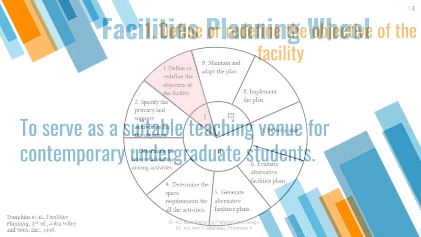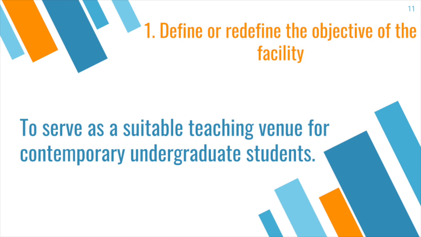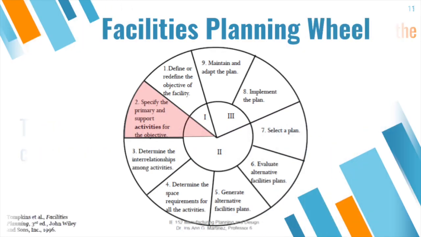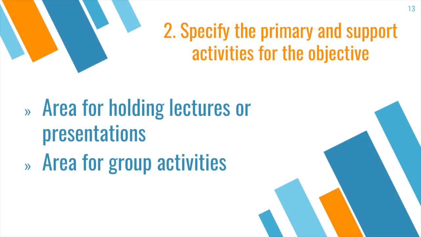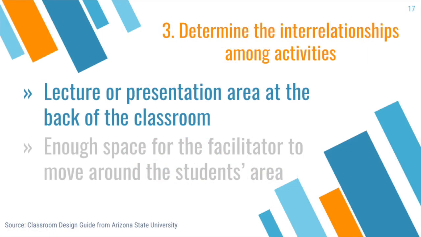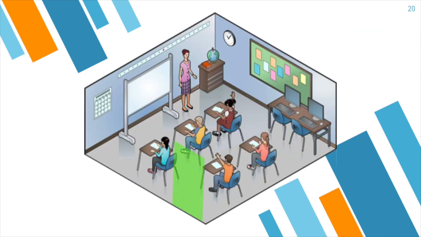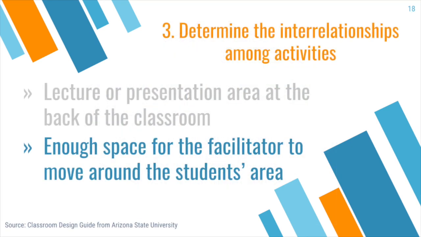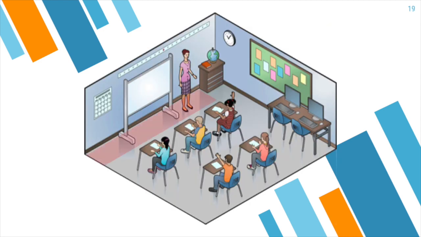Step 1. The objective of the facilities planning classroom is to serve as a suitable teaching venue for contemporary undergraduate students. Step 2. The area could either be for holding lectures or presentations or for group activities. Step 3. The lecture or presentation area must be placed at the back of the classroom to ensure that students who are entering or exiting the space will not disrupt instruction. There also must be enough space for the facilitator to move around the students' area.